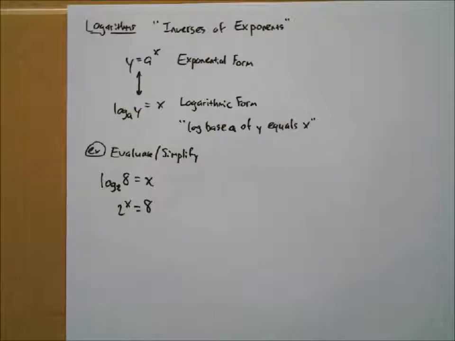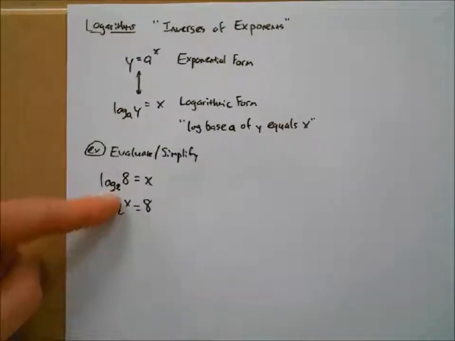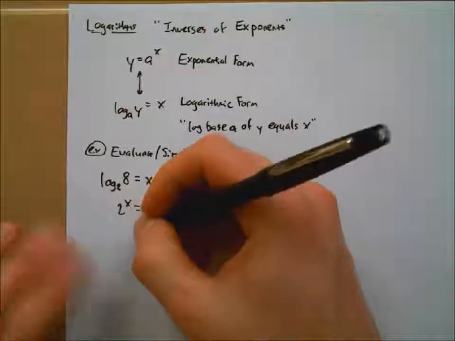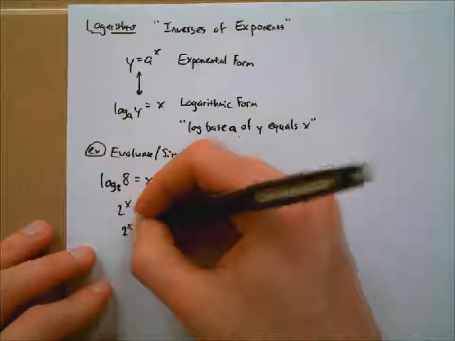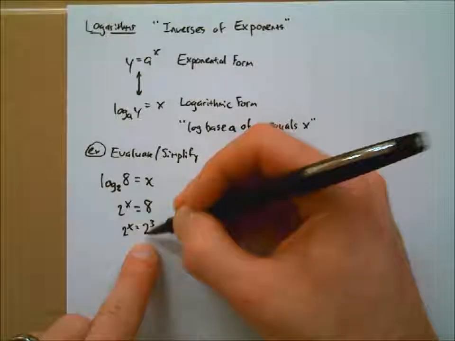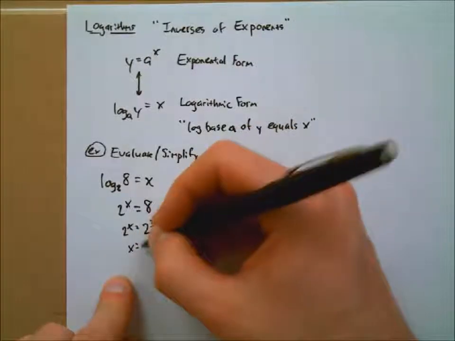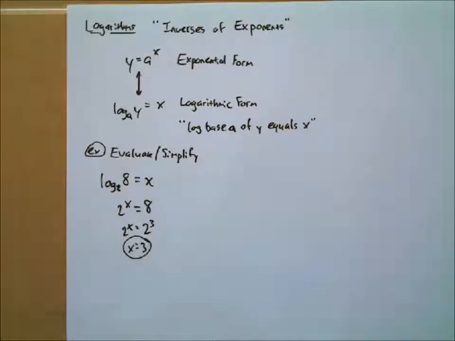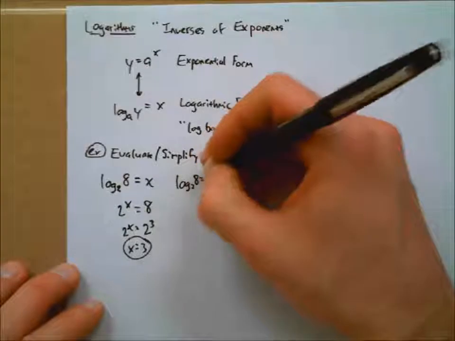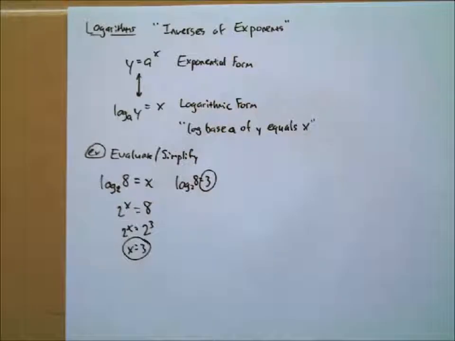And so what is this really asking us? 2 to what power gives us 8? And what is the answer for that? Well, 3. And if you really don't believe me, 8 we know is 2 to the 3rd. We have 2 to the x equals 2 to the 3rd, so that means x has to equal 3, right? And so the answer there is 3. So in other words, log base 2 of 8 is 3. Okay, that's the answer. That's the value.